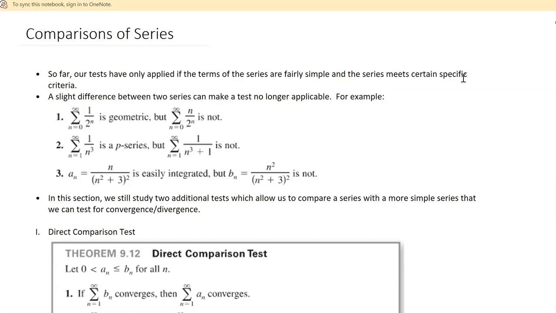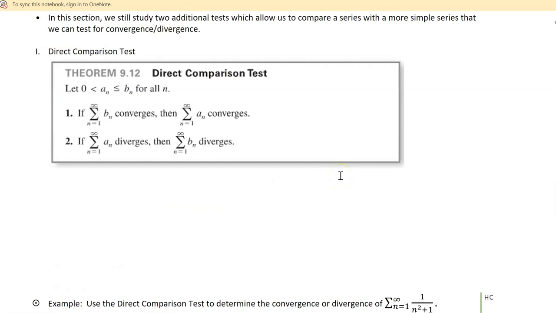So in this section, we're going to study 2 additional tests which allow us to compare a series with a more simple series that we can test for convergence or divergence. The first of these tests is called the direct comparison test. If we have a sub n between 0 and b sub n for all n, if the series b sub n, the sum of b sub n, converges, then the sum of a sub n is also going to converge. If the sum of a sub n diverges, then the sum of b sub n is going to also diverge.